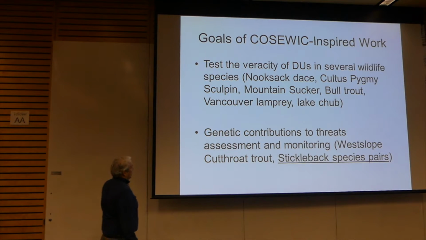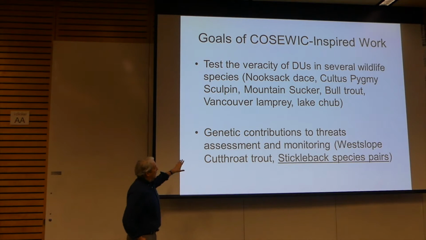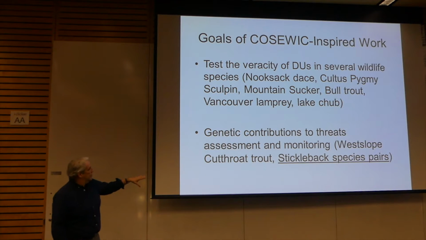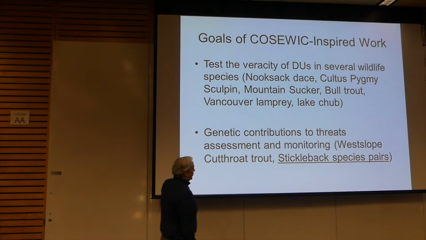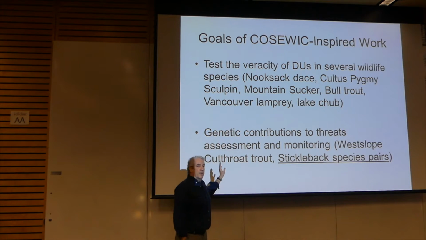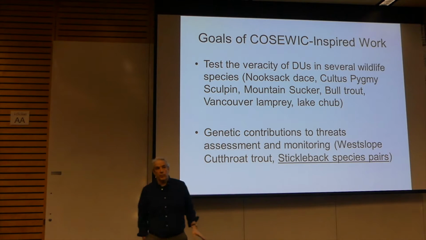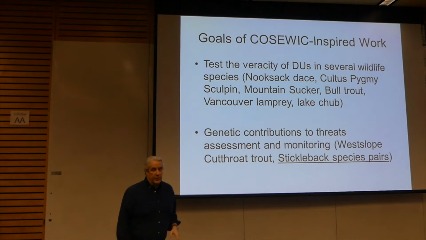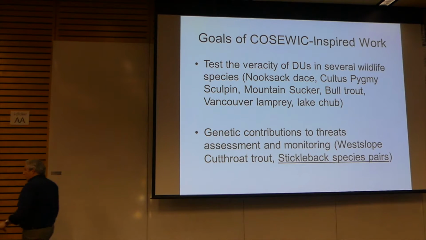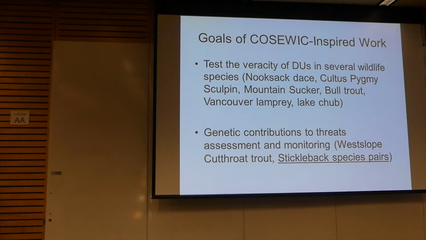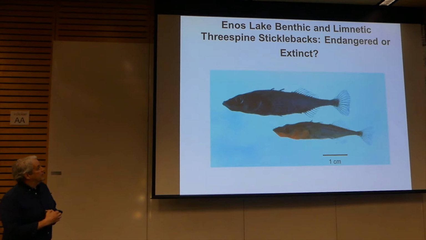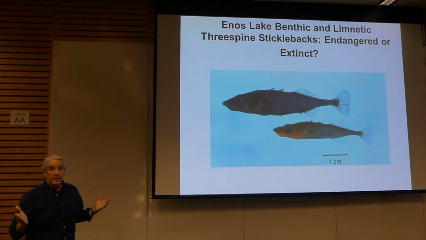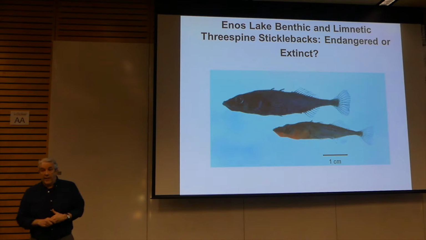The second part of what we do related to COSEWIC work is genetic contributions to threats assessment and monitoring. We've done a lot of work on the issue of hybridization between introduced rainbow trout and native western cutthroat trout, and on the stickleback species pairs, which I'm going to focus on for the last bit. Okay, so Enos Lake benthic and limnetic three-spine sticklebacks, endangered or extinct. I'll explain what that means in a minute.